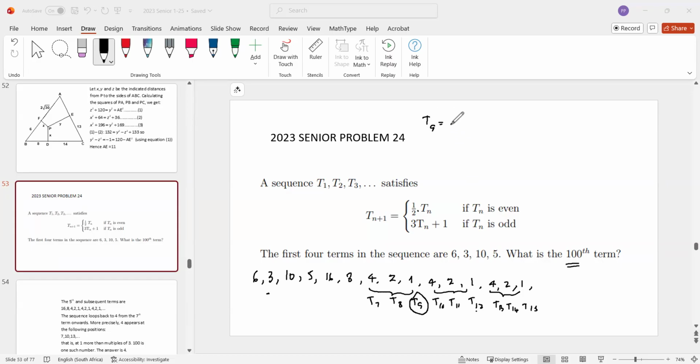T12 is also 1. So this is equal to 1. T15 is 1. So if you keep going up like that, all the subscripts which are multiples of 3 give 1. Now which is the nearest multiple of 3 to 100? Because the question is to find the 100th term. So the question is, what is T100?